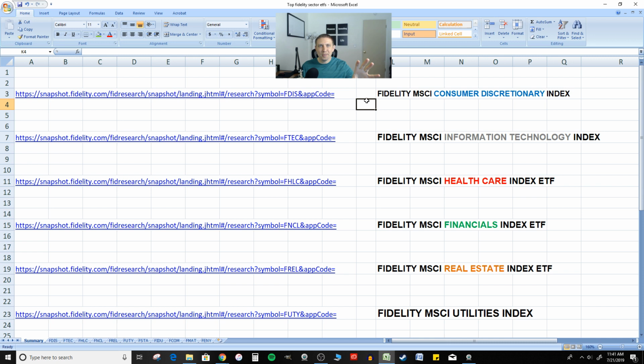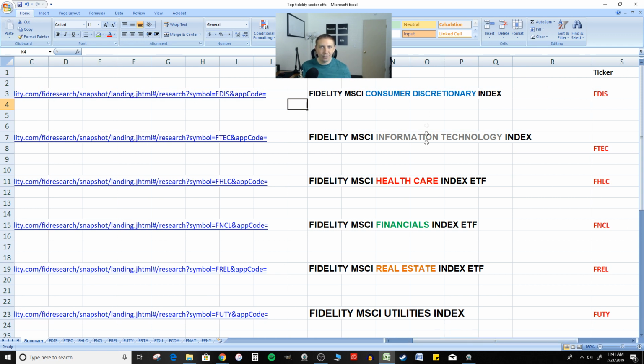We're going to talk about the investments now, but real fast, let me show you how this spreadsheet that I've put together for you works. On the left-hand side are the links that will take you directly to the web page that discusses each particular sector fund. And I've listed out all 11 sector funds right here.